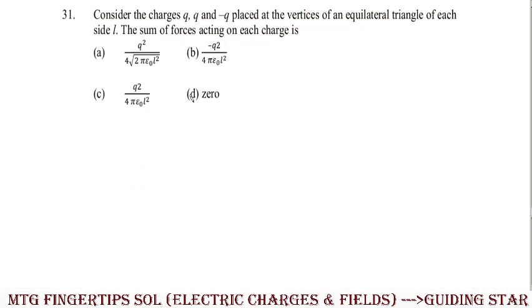Moving to question number 31. What question number 31 is saying is that consider the charges q, q and minus q placed at the vertices of an equilateral triangle of each side L. The sum of forces acting on each charge.